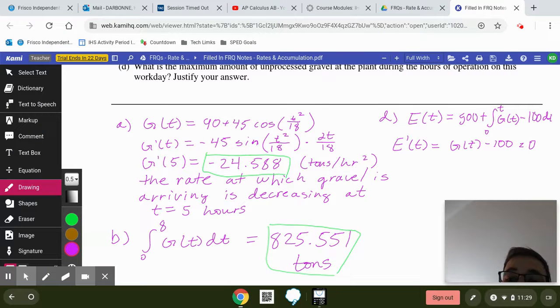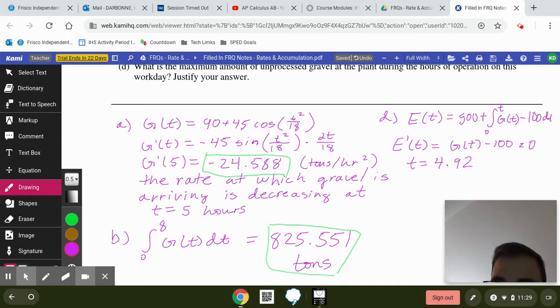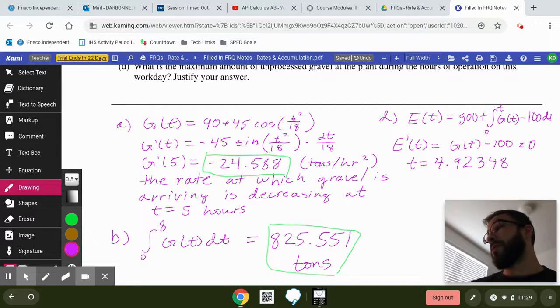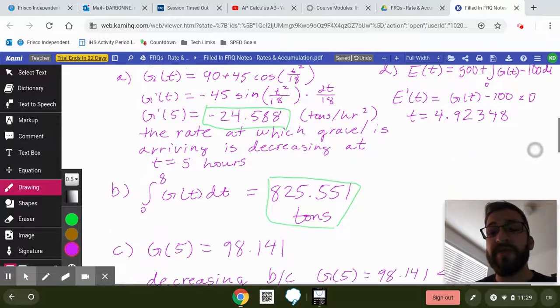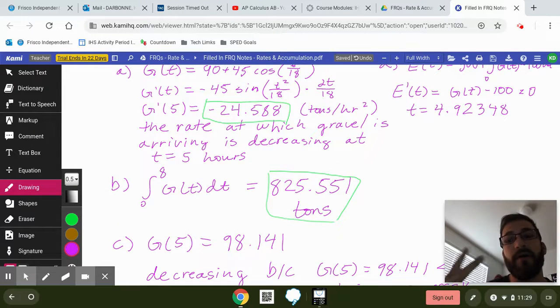So t is equal to 4.92348. And 5 is usually a pretty safe bet of where to cut it off before you get to your final answer, to make sure your final answer is still within 3 decimal places. Okay, so now we need to consider the 3 points that we've talked about. We talked about 0, we've talked about 8, and we've talked about our relative max, which is 4.92348.